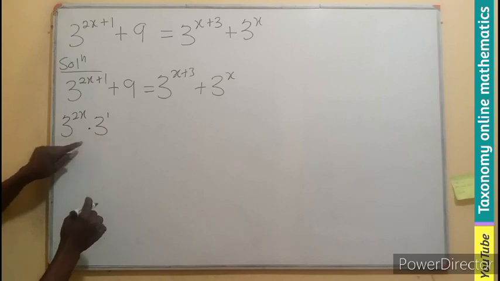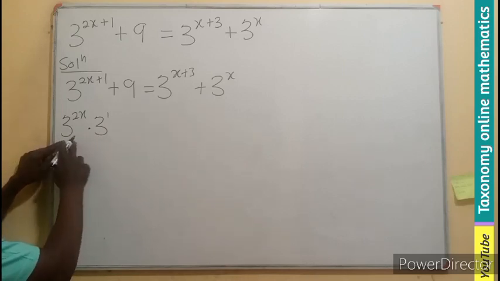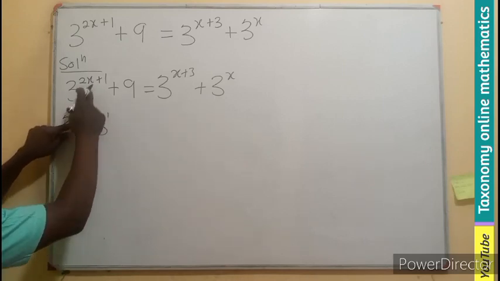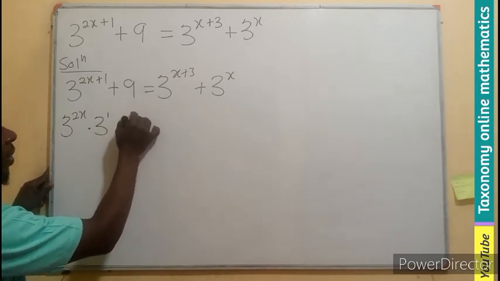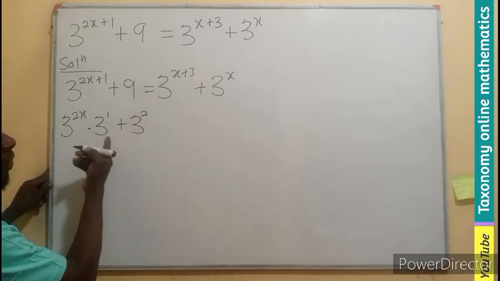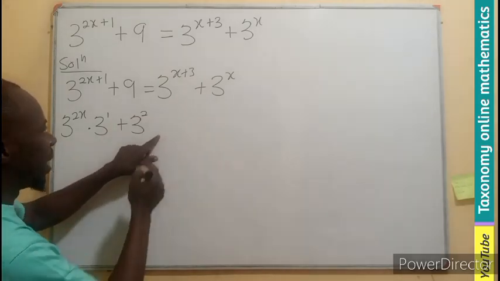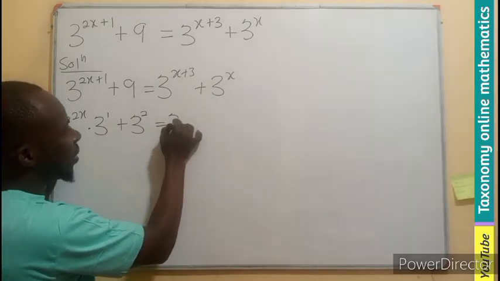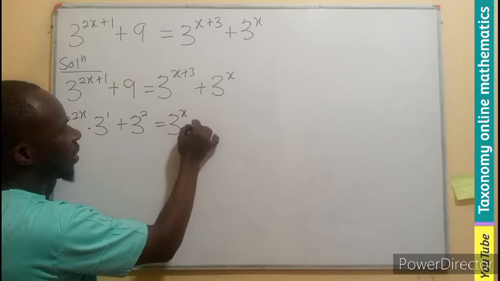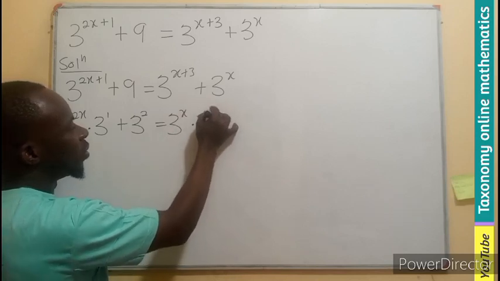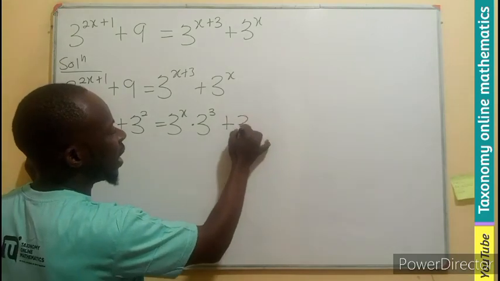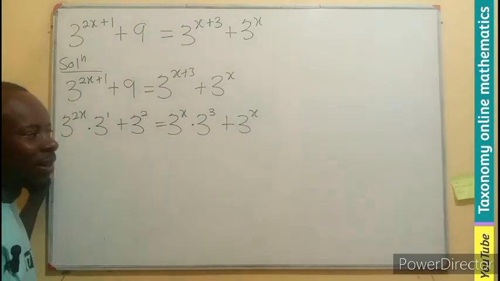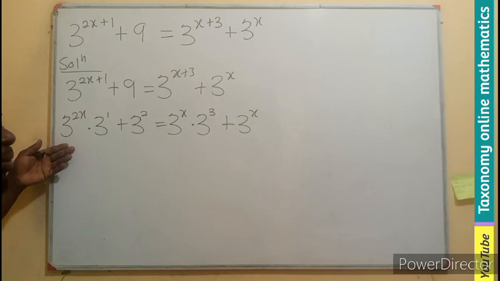exponent 1. You know, under the laws of indices, if you multiply the same base, you add the exponent. Then plus, this can also be 3 exponent 2 if I want to change it. Then this becomes 3 exponent of x times 3 exponent of 3. Do you see that? Then we have plus 3 exponent of x. You can see all of them are having the same base.